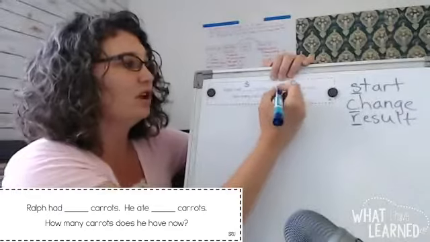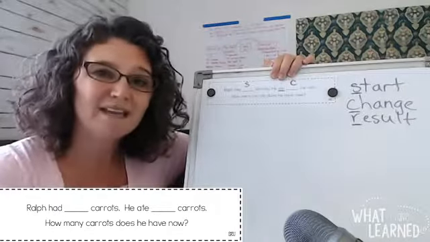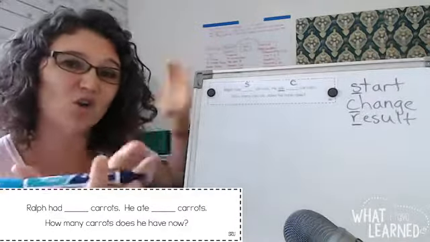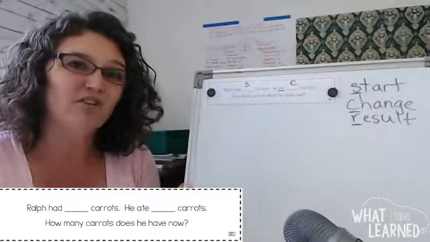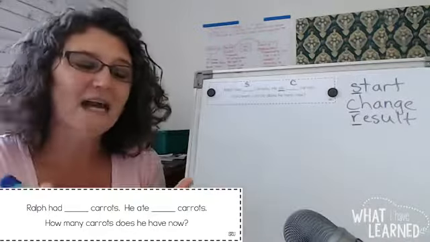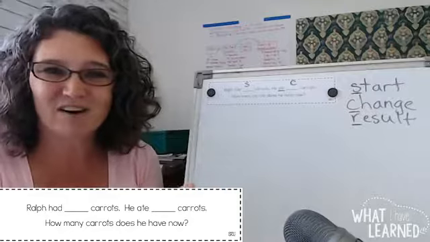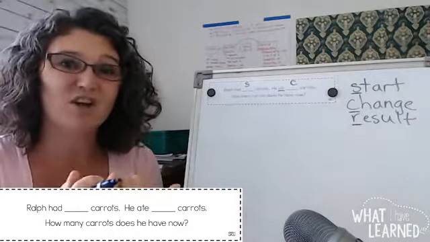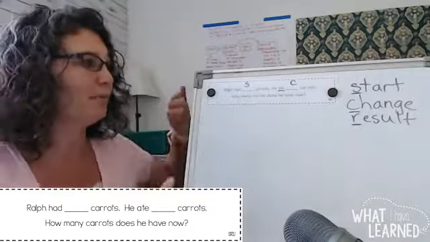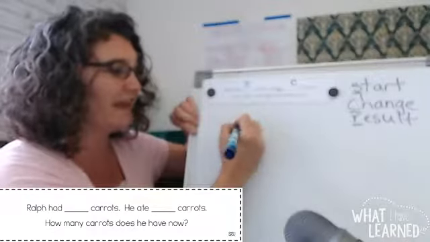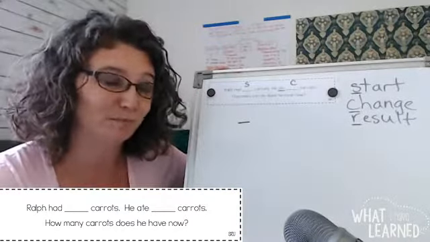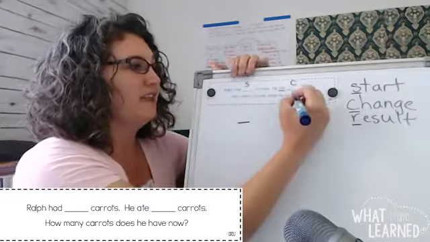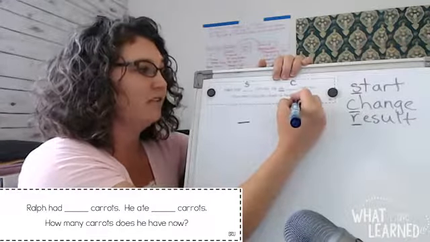We also talk about the verb. When you eat something, it goes away. It's no longer on your plate in front of you. If we pretend Ralph is a bunny, he has however many carrots on his plate in front of him, and he eats some, they're no longer on his plate. They have gone away. So it's a separate word problem, which makes it a subtraction problem. How many carrots does he have now? That now part is the result.